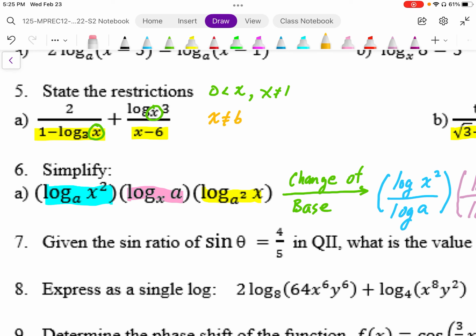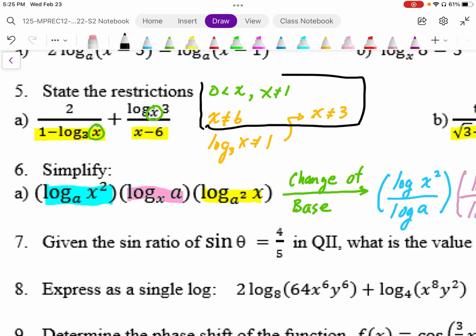We can also say that log base 3 of x cannot equal 1. And then solving for x here, we get x cannot be equal to 3. So these are all our restrictions. Together, when we put them all together, we're going to get x bigger than 0, not equal to 1, 3, and 6.